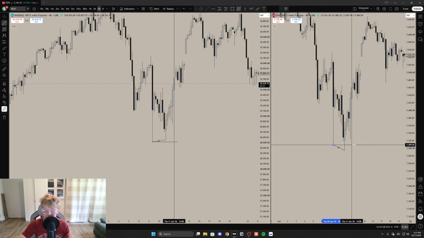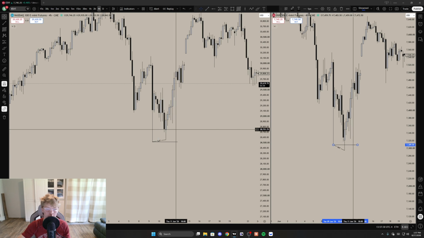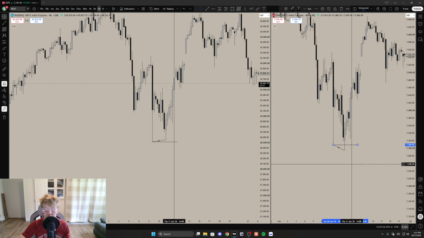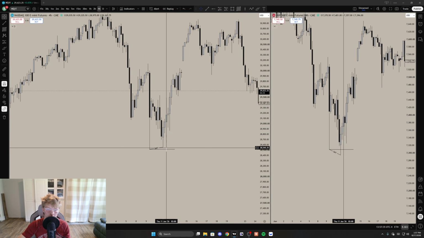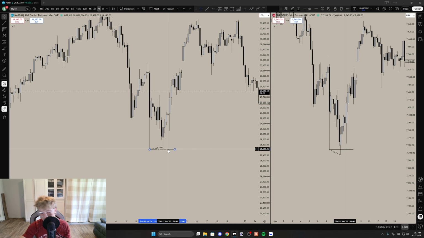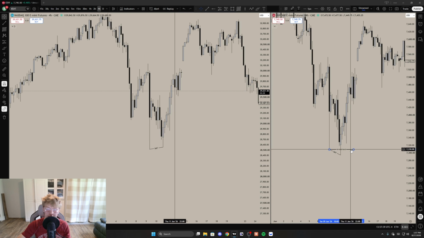Basically, once again, ES is saying, hey, let me take out the liquidity. NASDAQ's like, cool, I'll hold the structure. And then from there, we see full market shifts. Okay. I will say these SMTs are not good standalone.